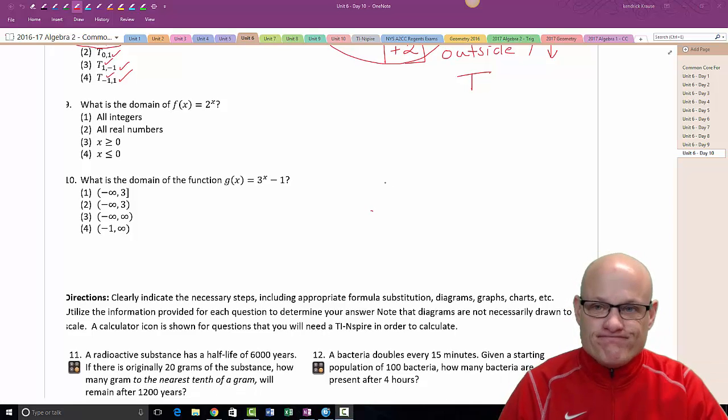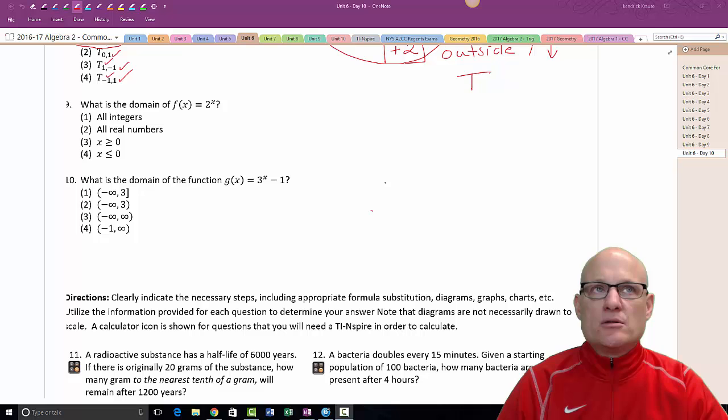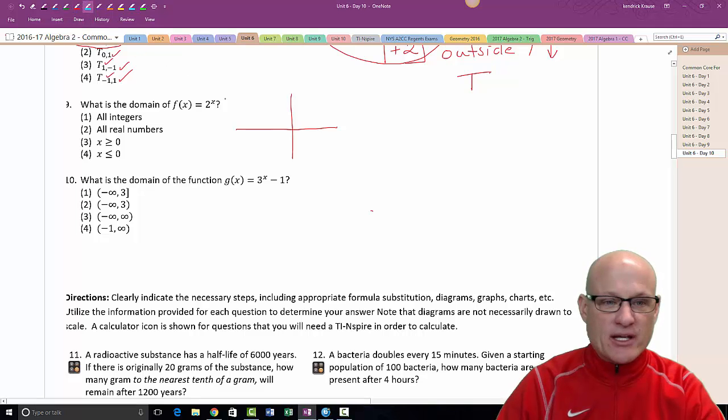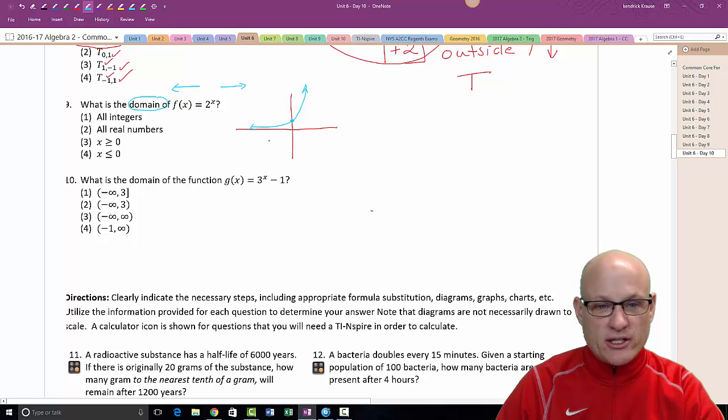So this next question, quite frankly, you should be able to do without the use of a calculator. However, it would be great to look at and use the calculator, but this is an exponential function. Here it is, my exponential function. It's going to look something like this. It goes through 0, 1, excuse me, and it's going to go up. So remember that domain is how much does it go to the left and how much does it go to the right. Well, if I look here, it's going forever and ever left, forever and ever right. So that is all real numbers.